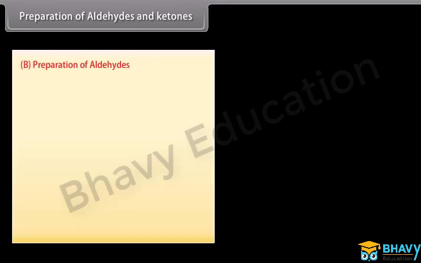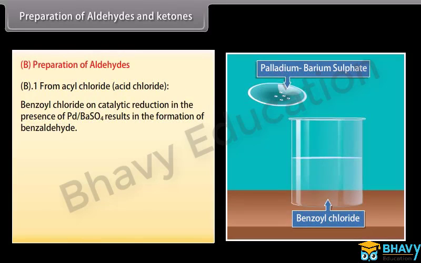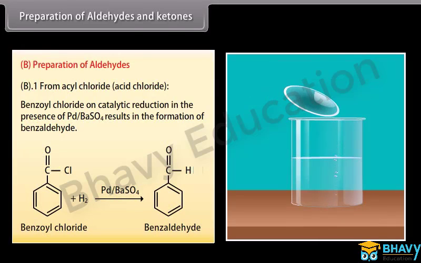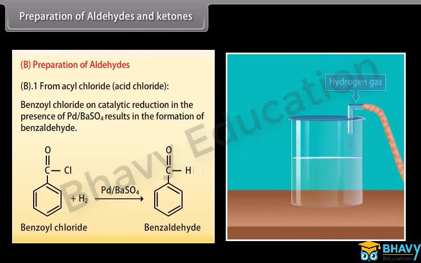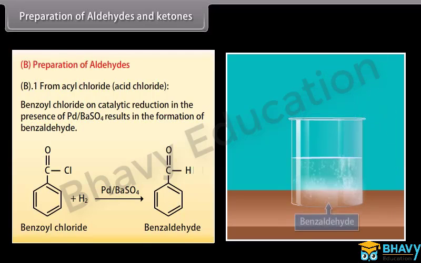Preparation of aldehydes and ketones. Preparation of aldehydes from acyl chloride, acid chloride. Benzoyl chloride on catalytic reduction in the presence of palladium on barium sulfate results in the formation of benzaldehyde.